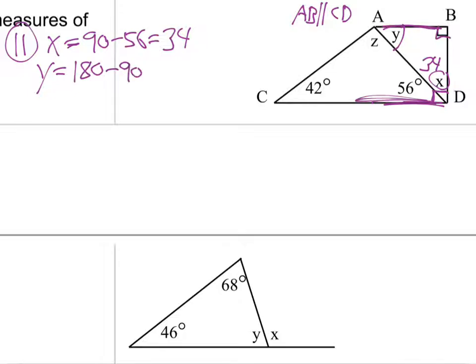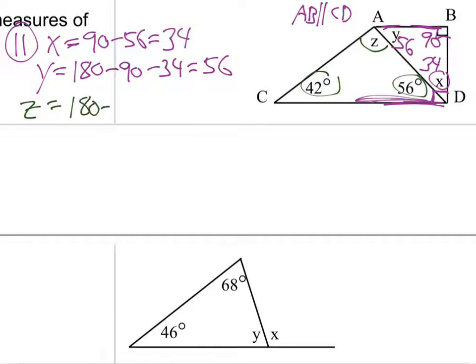Okay, now I can get y, because y is part of a triangle that makes 180. So 180, take away 90, right, this other 90, and take away 34, whatever x is. That'll leave me, what, 56. Y's got to be 56 to make 180 in that triangle. Now, final side z. How are we going to get z? Oh, we got 42 and 56 in that triangle. So z will be 180 minus 42 minus 56. I'm going to use my calculator, 180 minus 42 minus 56, 82 degrees. There we go for number 11.